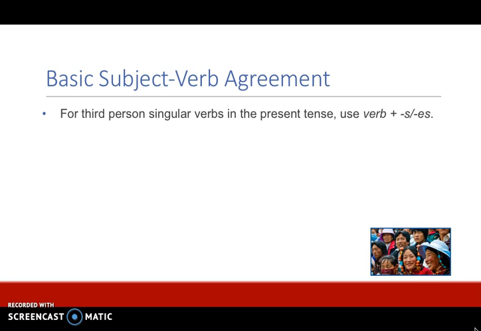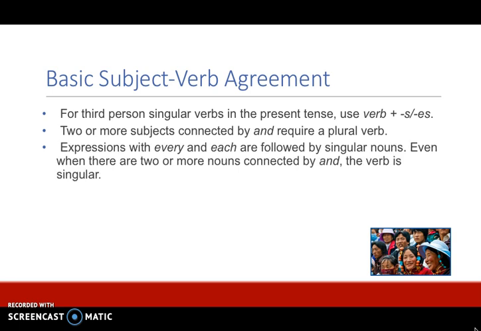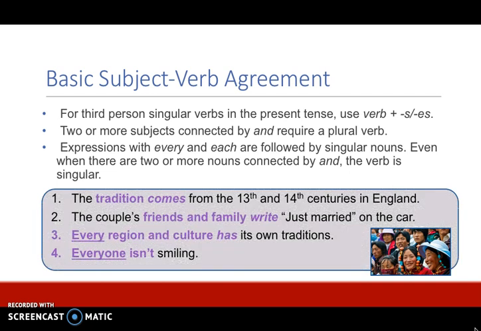For third-person singular verbs in the present tense, use the verb plus the s or es ending. Two or more subjects connected by and require a plural verb. Expressions with every and each are followed by singular nouns. Even when there are two or more nouns connected by and, the verb is singular. Let's take a look at some examples of these rules.